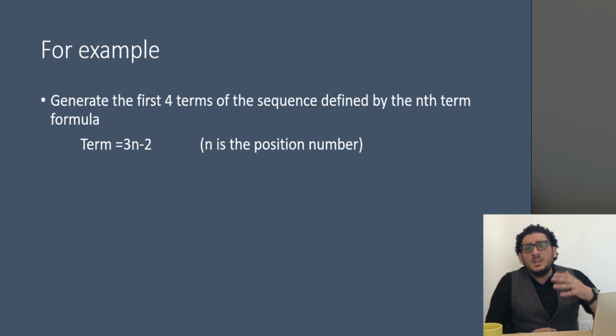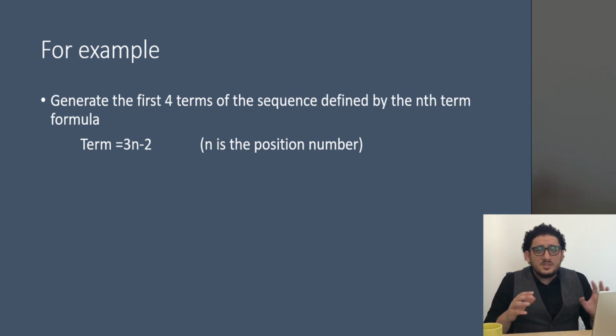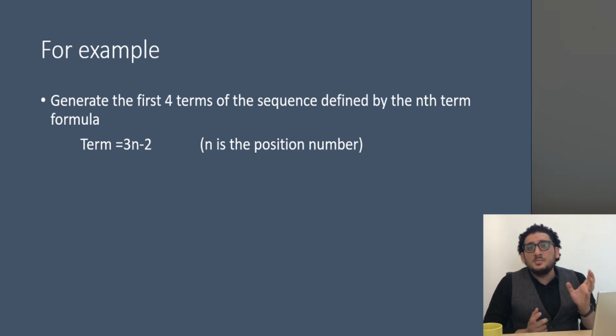When I say term equals 3n minus 2, it means if you want to find the first term, you will just substitute each n in the equation with 1. Take out n and put 1. When I say 3n, it means 3 multiplied by n. 3n minus 2, we studied this before as an algebraic expression.